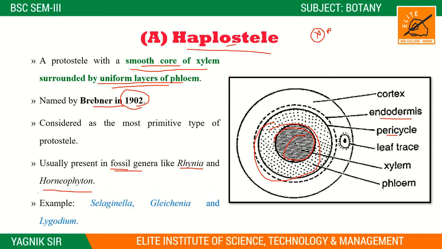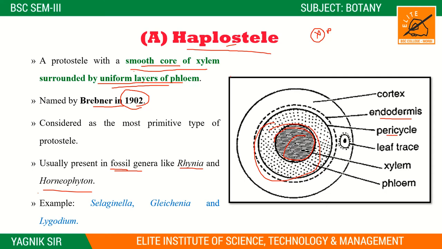Some examples of haplostele, and this haplostele is present in living plants. That means nowadays we can see these plants: first is Selaginella, Gleichenia and Lygodium. These plants' parts all have this type of stele, right?